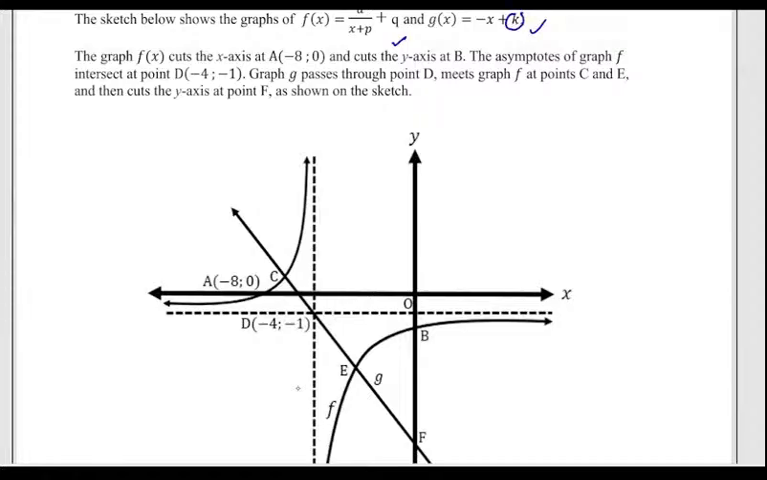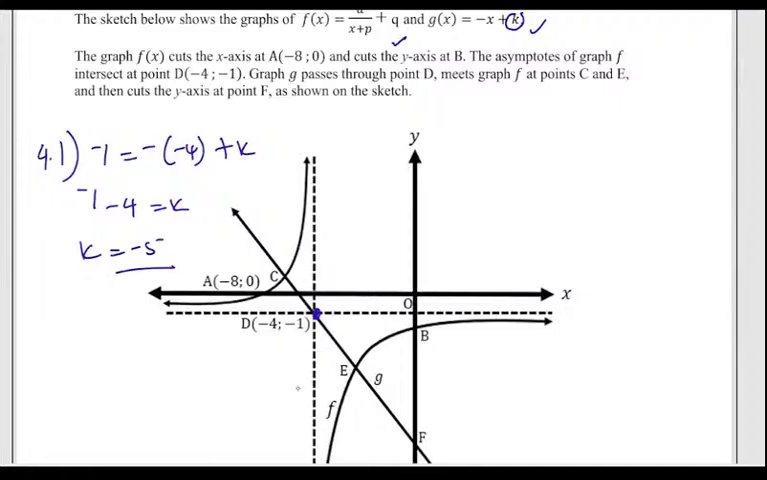Okay, so for us to get this k, we have to use this intersection, or we have to use point D. So with D, I'm going to say negative 1 is equal to negative 4 plus k. So negative 1 minus 4 is k, meaning that k is negative 5.